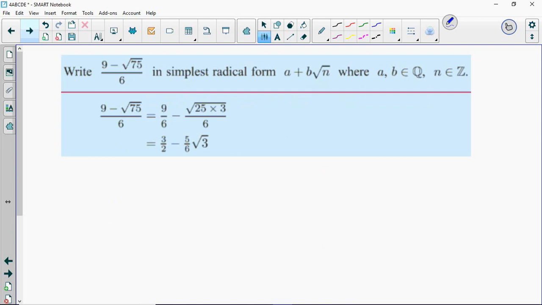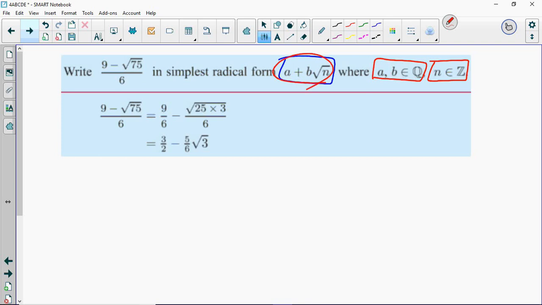Okay, some problems might be written in this form. So the math here is easy, but the question might confuse you if you've never seen it like this. So we're being asked to write it in simplest form, and they want our answer to look like this: a plus b times the square root of n. We are told then that a and b are rational numbers, and that n is an integer. So we're going to keep simplifying our answer until it looks like this form.